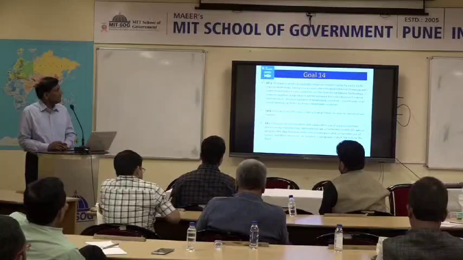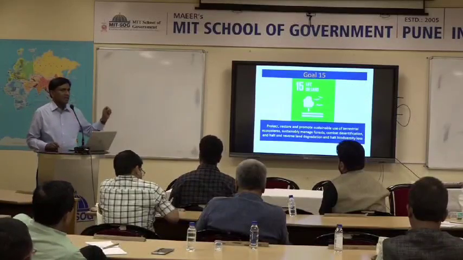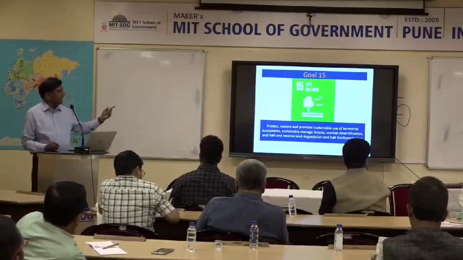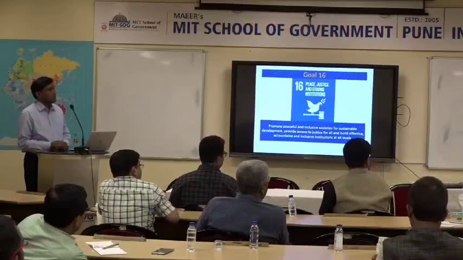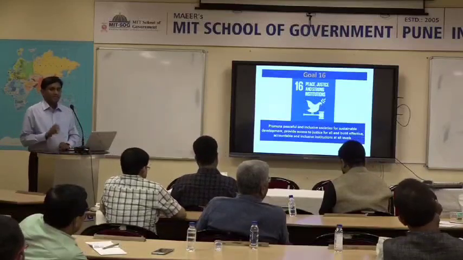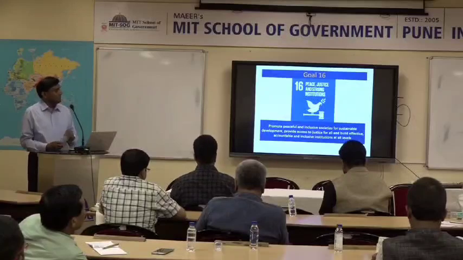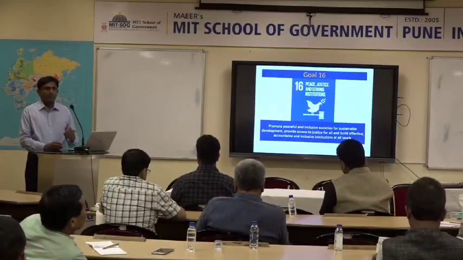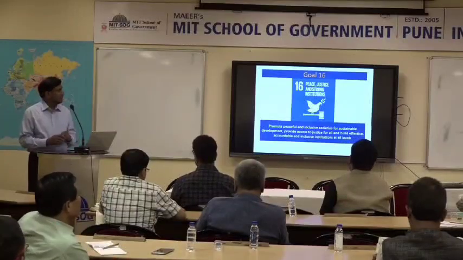Number 15, life on land. There are some discussions here and there in the area of inclusive development. There is some mention of it. Goal number 16 is about peace, justice, and strong institutions. There is a mention of legal reform, but at the same time, there is no discussion about alternative forms of problem solving, alternative forms of reducing violence, and also monitoring the issue of violence.